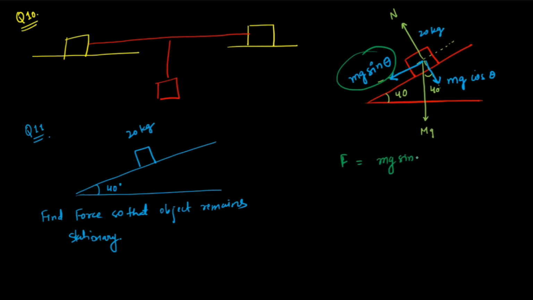If we are able to apply mg sin theta magnitude of force in the upward direction, we'll be able to have the object at rest. So just put the values into the formula and you'll get the force. But what is the force needed? So just put the values and get the answer.